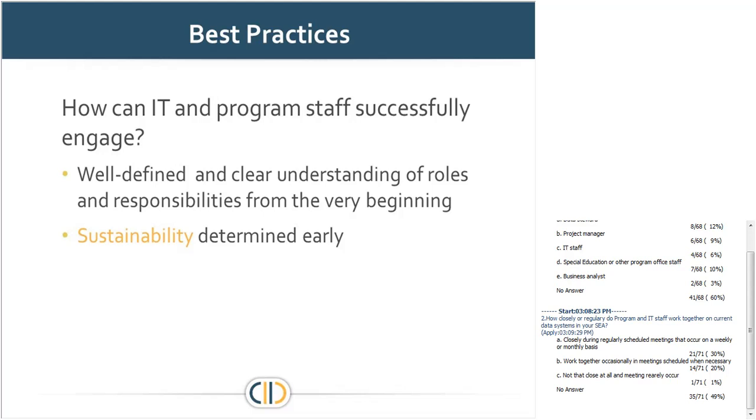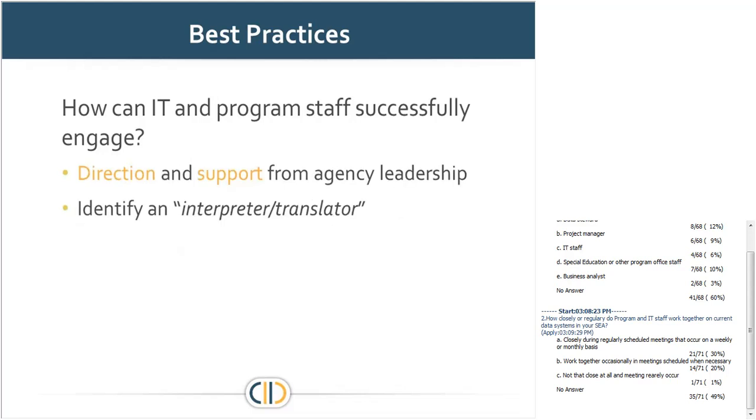And again, assumption can be the enemy here. The program office may assume that the IT office will just be able to subsume the support of this with their other projects, and the IT office may be assuming that, well, since the program office initiated this project, they will be able to support it after the initial development. And again, that will get you in trouble. Having a very candid discussion about that on the front end and putting a plan in place is important.